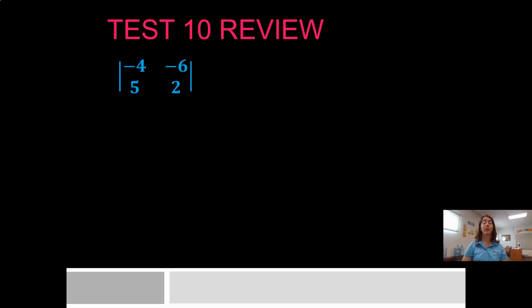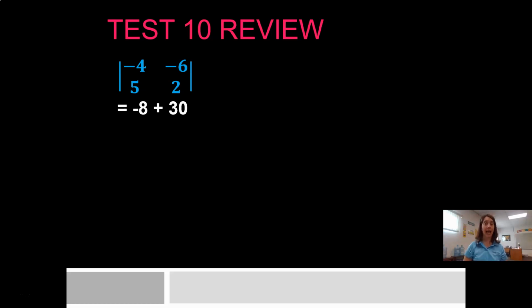So I just have one example that we'll finish up with here today to finish our test review. So your question is going to look like this. Across the top row, -4 and -6. Across the bottom row, 5 and 2. In order to do the determinant, as I just mentioned, we're cross multiplying. So the first thing I'm going to do is -4 times 2. -4 times 2 is -8.